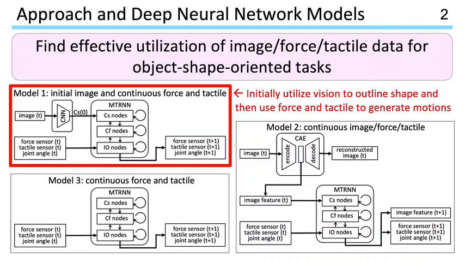We proposed Model 1, which uses an image of the initial time step to approximately perceive the shape and size, and then generates motions by integrating the perception and the sense of tactile and force. We compared the model with Model 2, which uses continuous image, force, and tactile data, and Model 3, which uses only continuous force and tactile data.